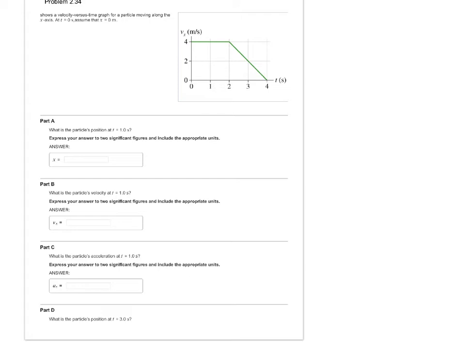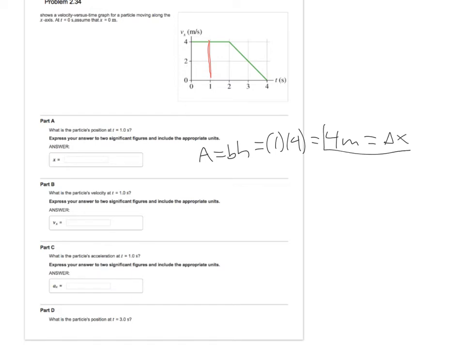Okay, so we're going to find our displacement from 0 seconds to 1 second, which is simply going to be the area here. So it's a rectangle, so area is base times height, or 1 times 4, which gives us an area of 4 meters, and that is our displacement.